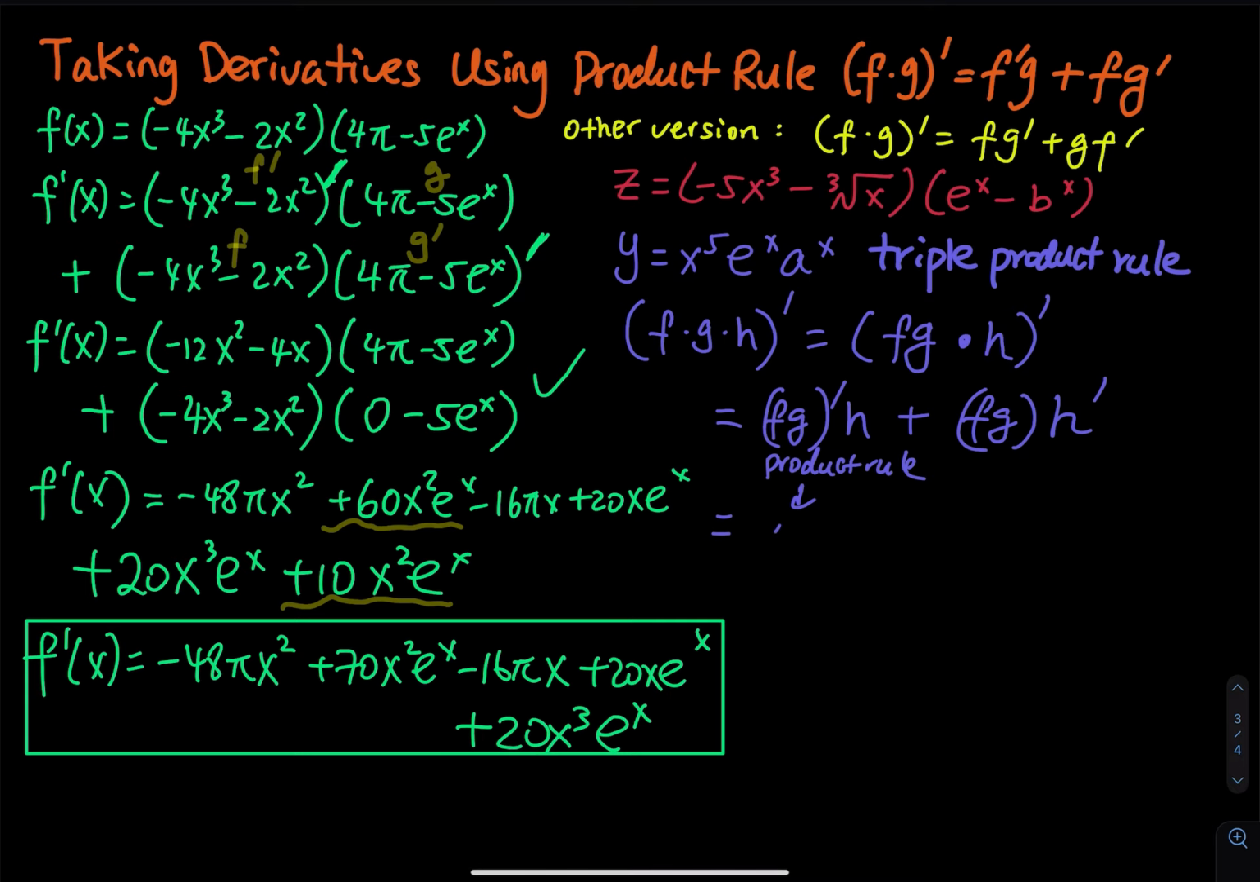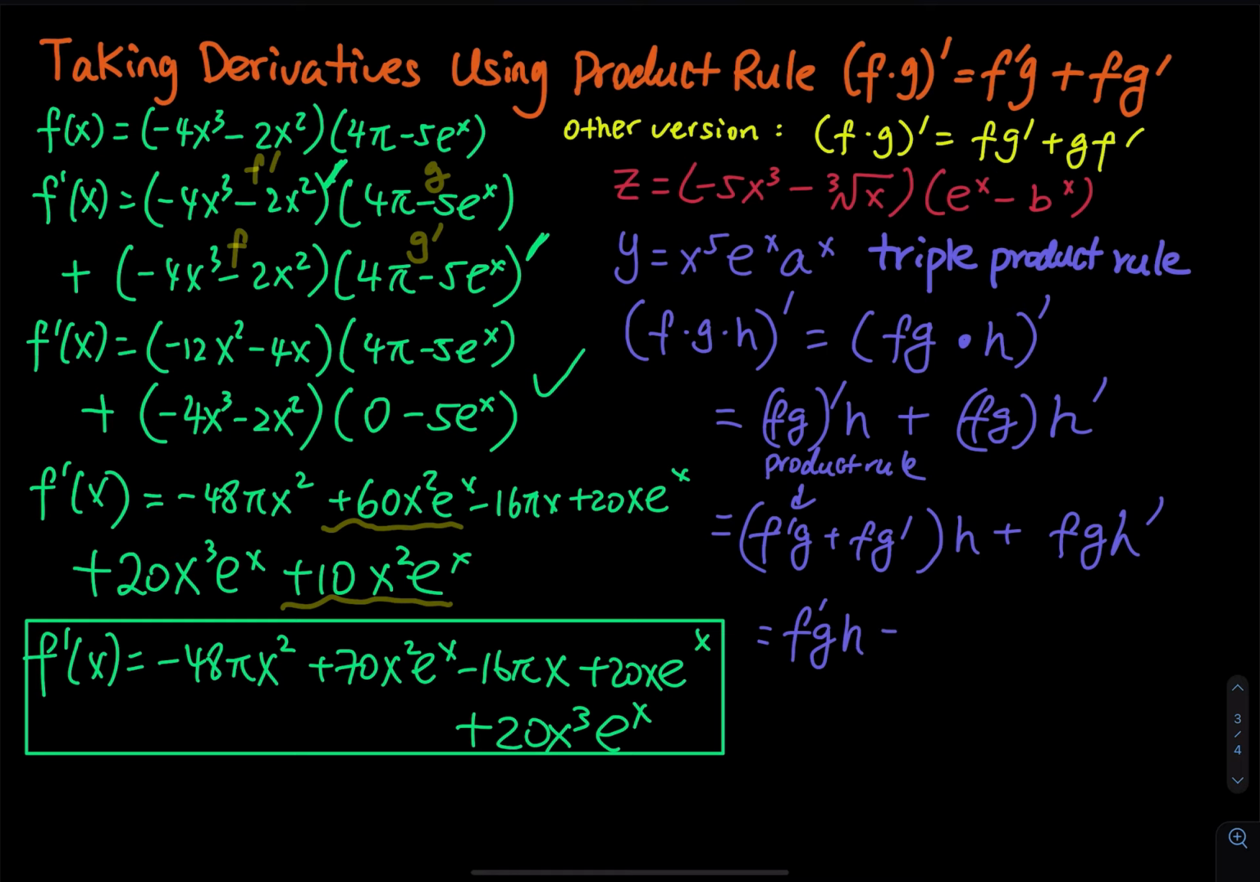So that product rule brings me f prime g plus f g prime, and then of course we have an h, and then plus f g h prime. So overall you have f prime g h plus f g prime h, and then plus f g h prime. So f g h, f g h, f g h, and the order of derivative is f first, g second, and h third. Do you see this? f g h, f g h, and another f g h, and the order of derivative is f first, g second, and then h third.